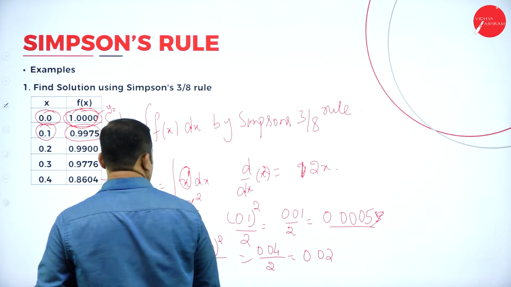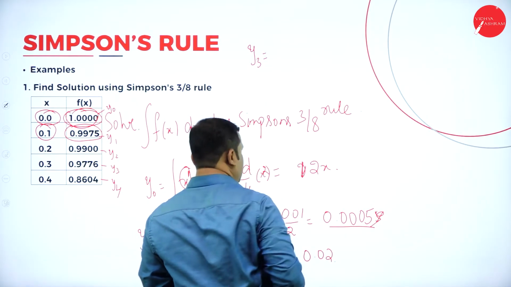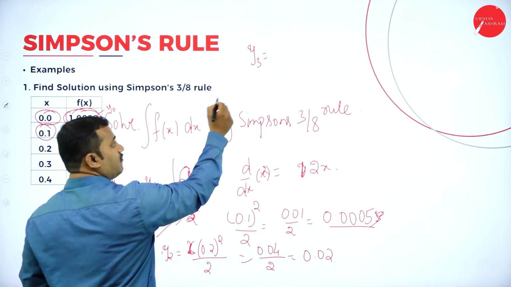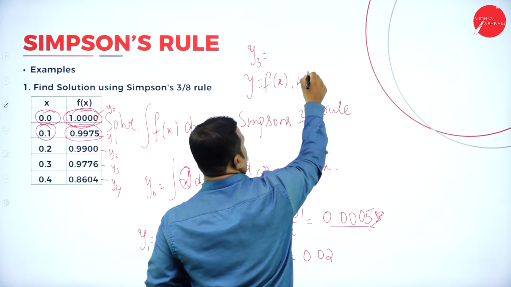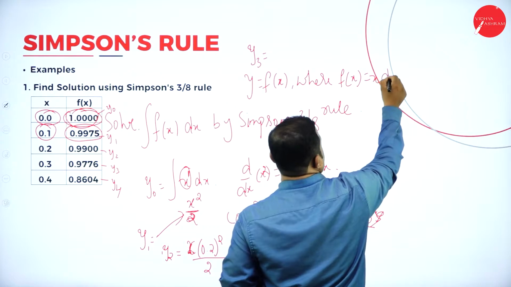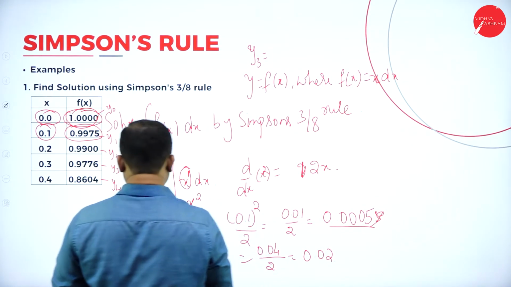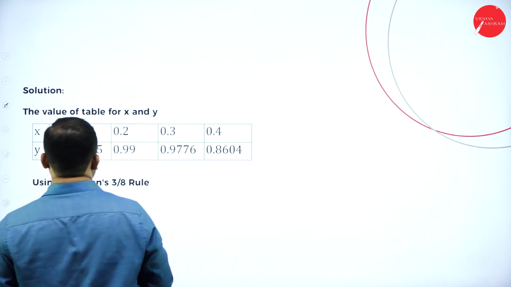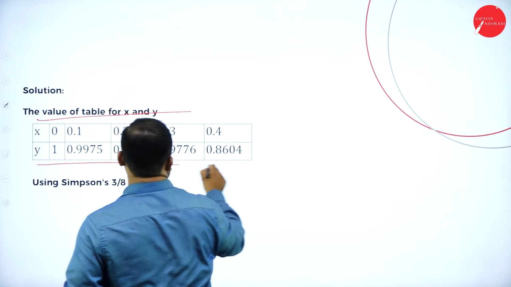This is y2. What is the value of y3 then? All these are the values for the equation y is equal to f of x, where f of x equals x into dx. For this equation, we have the other one. See here, this is the value of x and y.